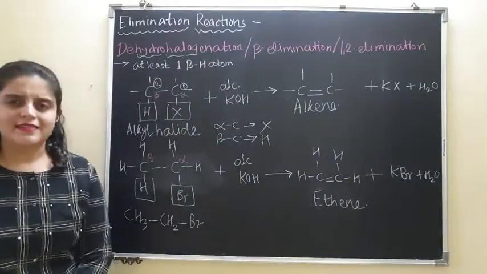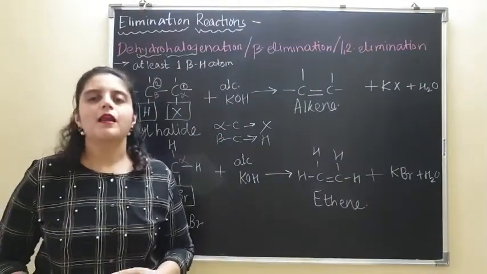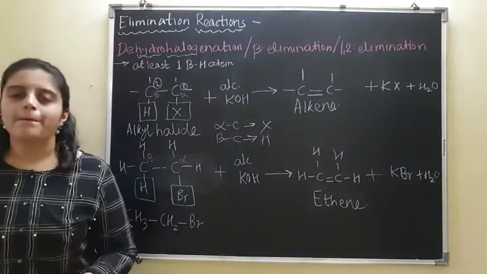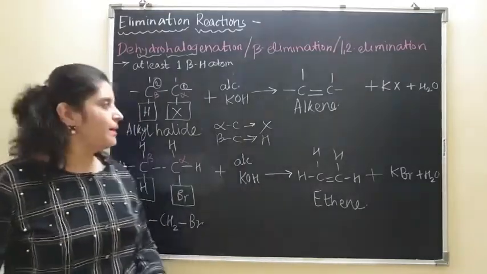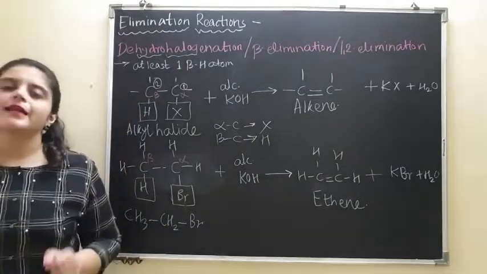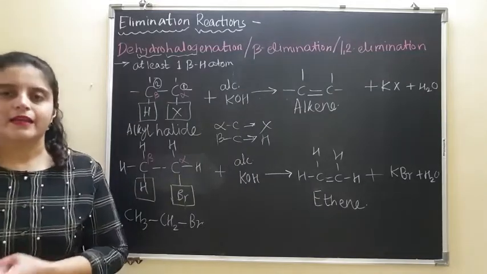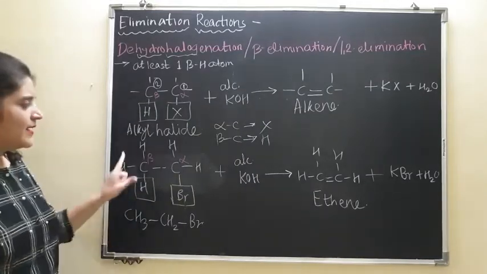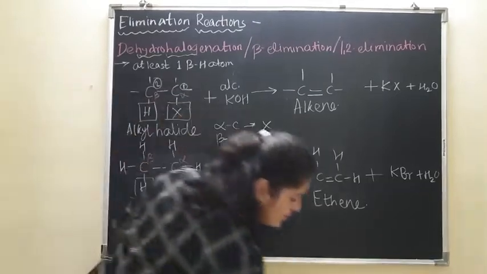Now let us understand this with one more example of bromopropane. We will start with bromopropane now. So instead of 2 carbon atoms, now we should have 3 carbon atoms. So let us make the change here itself.